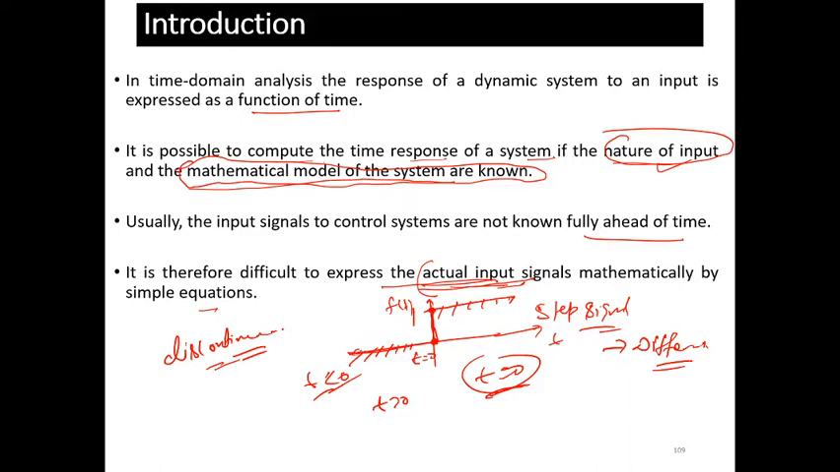For t less than 0, the differentiation is 0. For t greater than 0, the differentiation of this function is again a constant, so it is 0. However, at t equal to 0, you can't say what the value is. So this is not a continuous signal. So we take the average value where the signal is discontinuous.